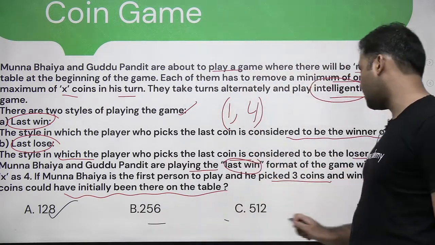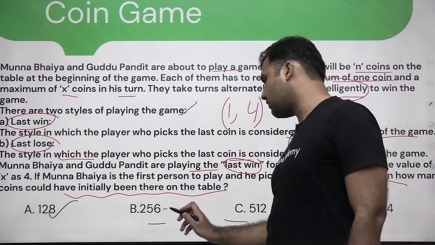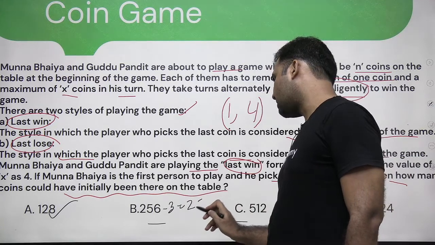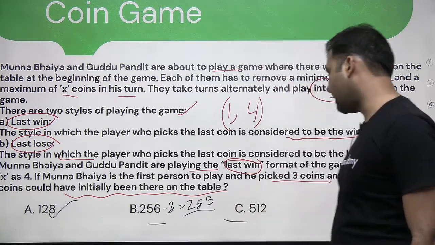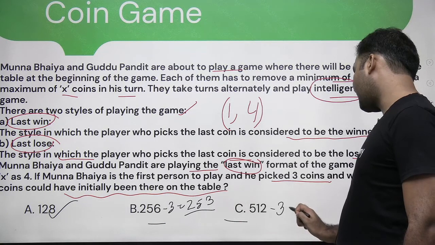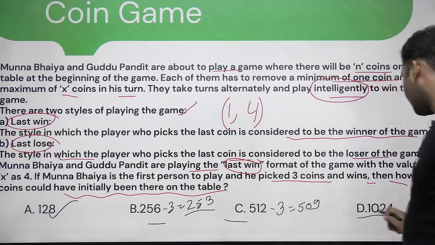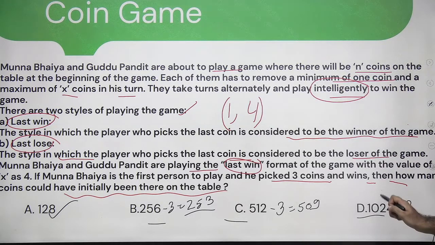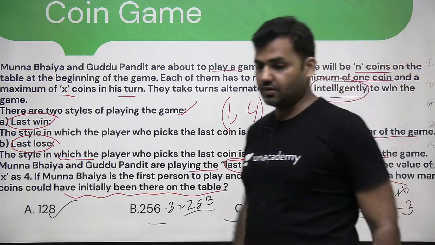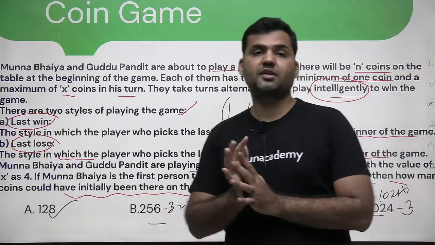None of the other options work. If I subtract 3 from this, I'll get 253. Now this is not a multiple of 5, right? If I subtract 3 from this, I'll get 509. This is also not a multiple of 5. If I subtract 3 from it, I'll get 1021. Now this is also not a multiple of 5. So that's why the answer is option A.